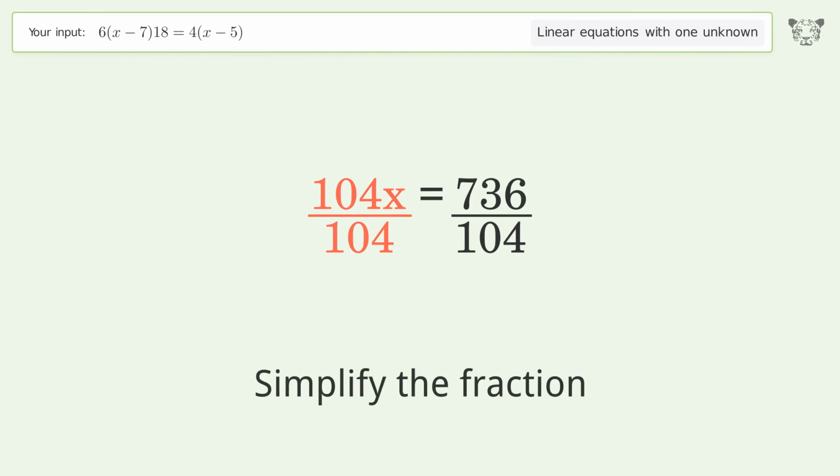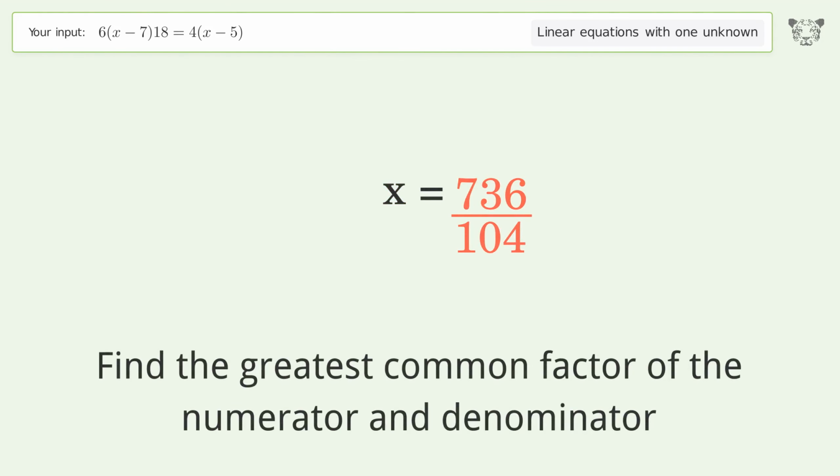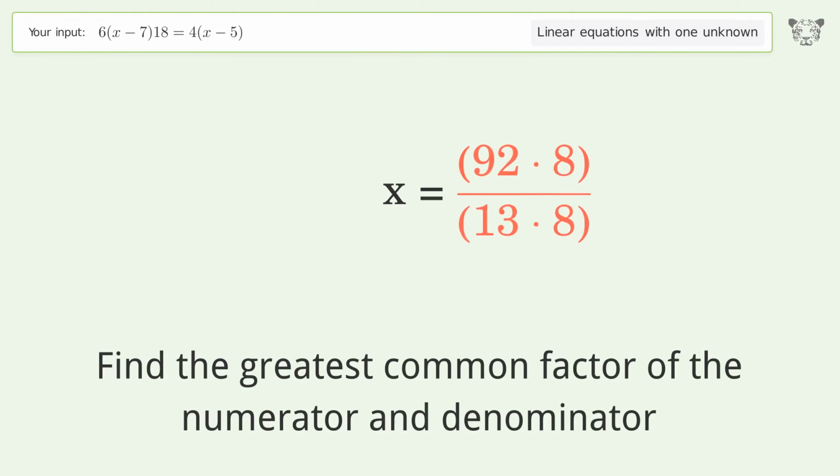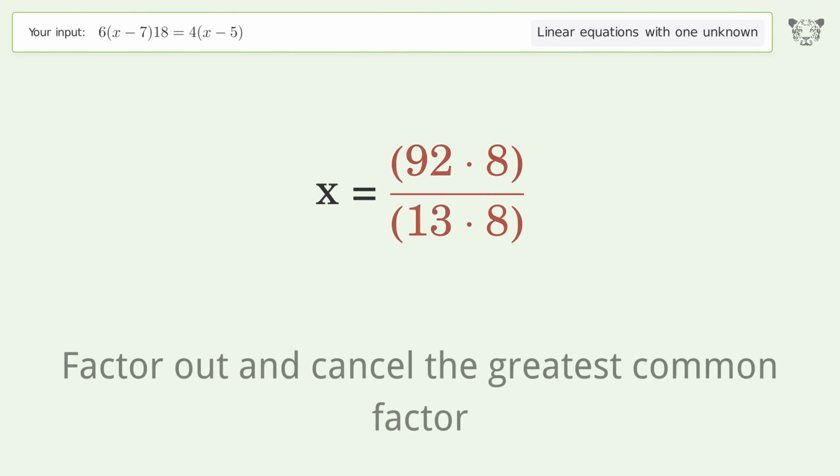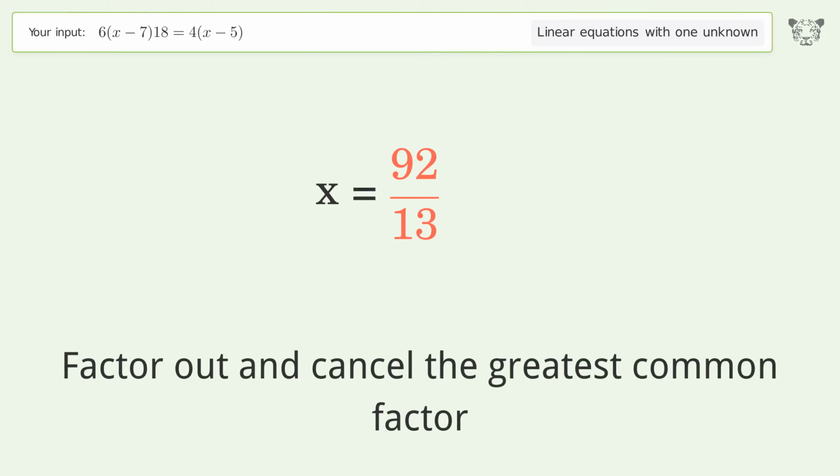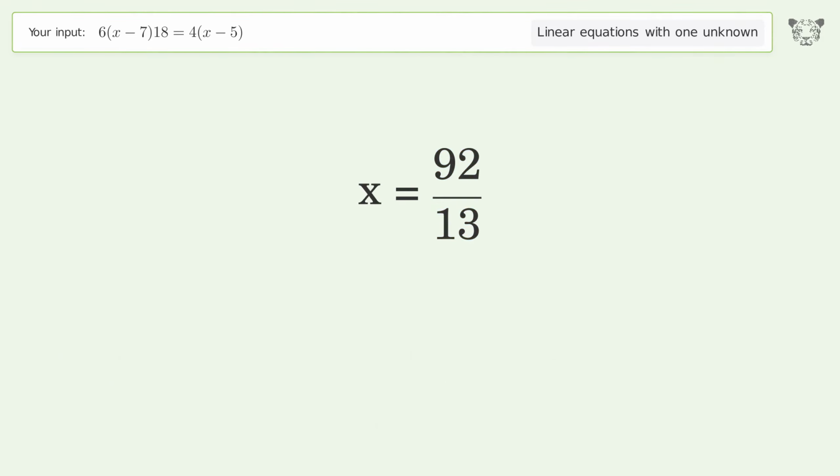Simplify the fraction. Find the greatest common factor of the numerator and denominator. Factor out and cancel the greatest common factor. And so the final result is x equals 92/13.